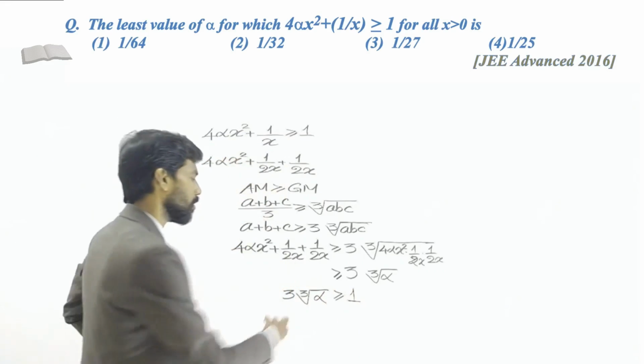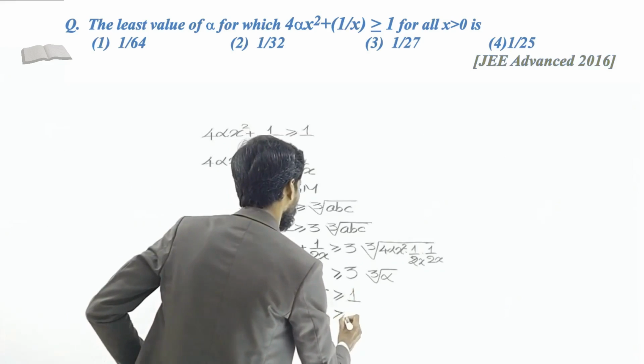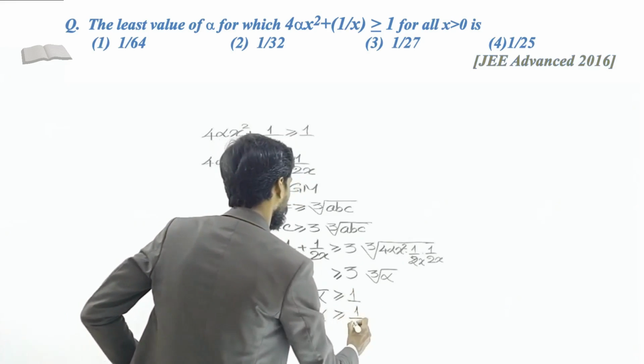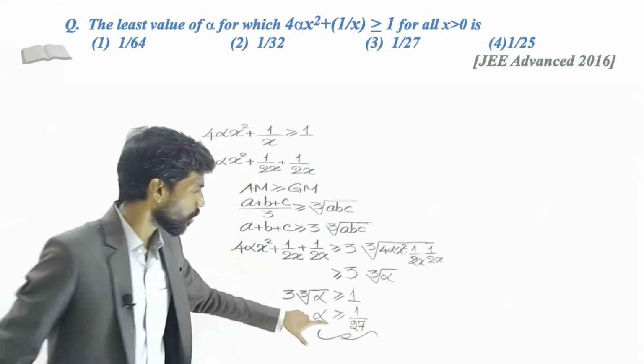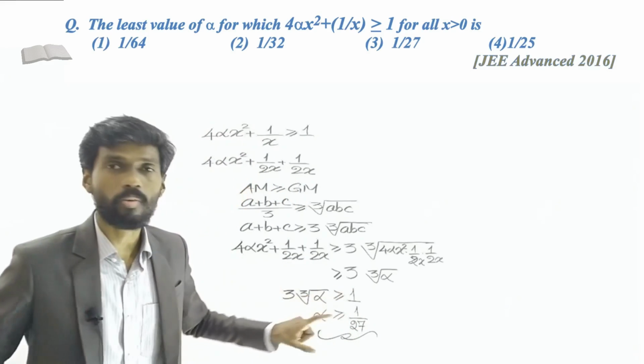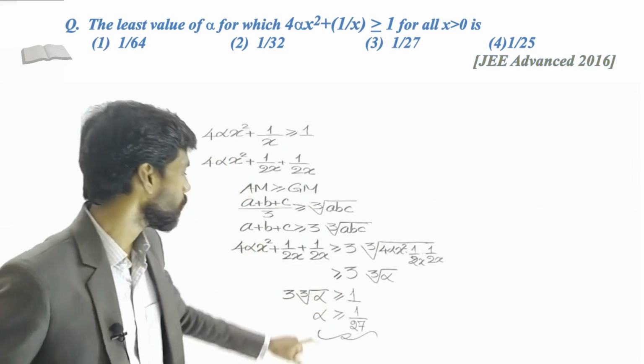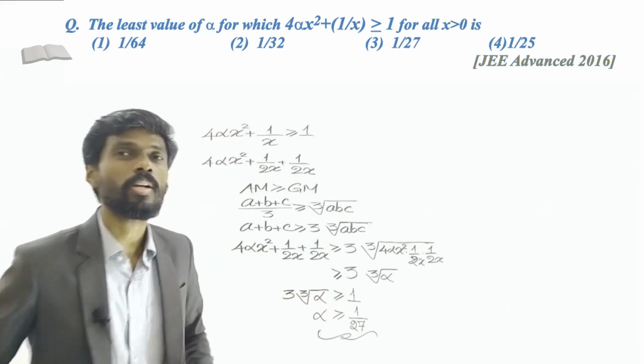Simplify this, cube it, so alpha is greater than or equal to 1 divided by the cube of 3, that is 27. So that is our answer. The value of alpha must be greater than or equal to 1 by 27. That means the least value of alpha is 1 by 27. So that is our answer.